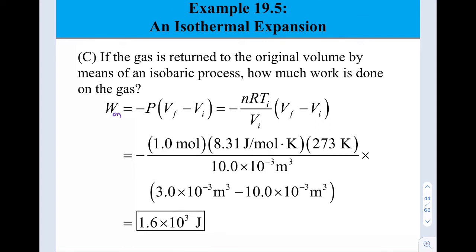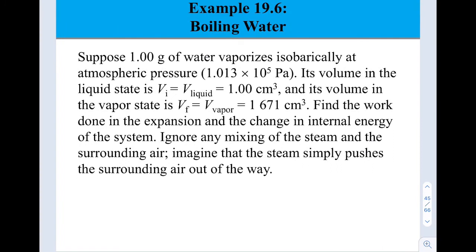And then times with the V final minus V initial. Okay, so also must be in meter cube. From liter, you need to convert it into meter cube. So you have 1.6 times 10 to the power of 3 joules. Okay, of work done on when we return the process by isobaric means.